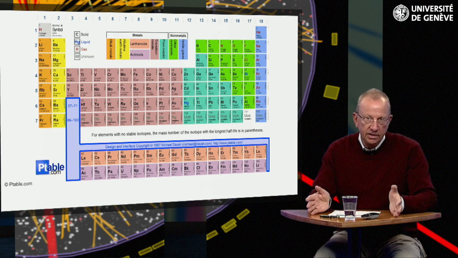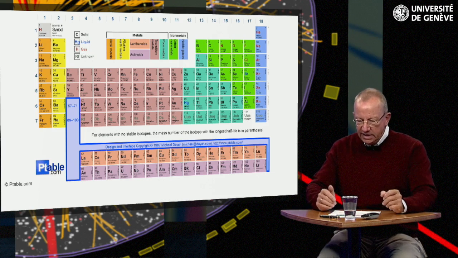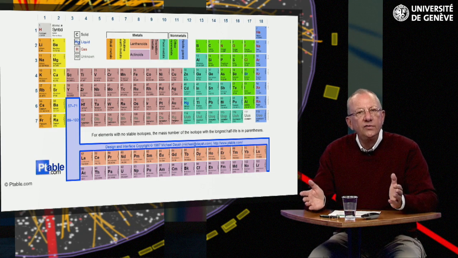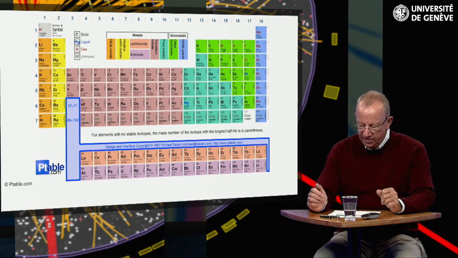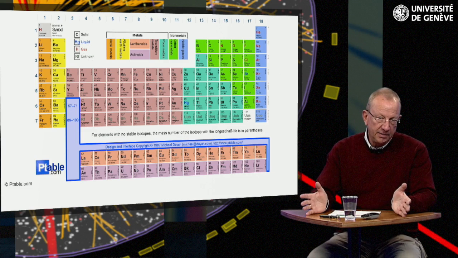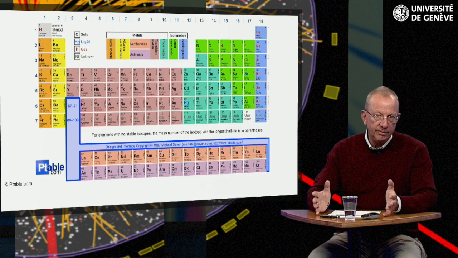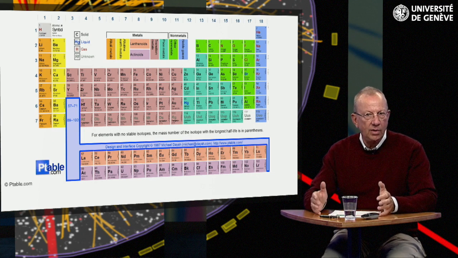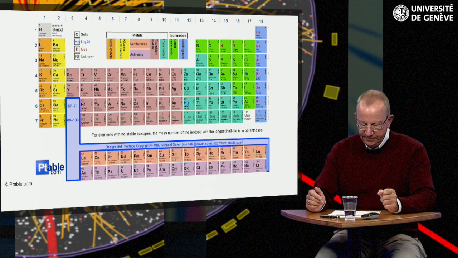Examples are uranium-235 and uranium-238, which have both 92 protons but a different number of neutrons and thus different stability properties. Another example is hydrogen, deuterium, and tritium, which all have 1 proton and 0, 1, or 2 neutrons.